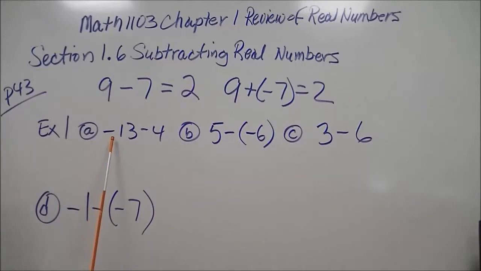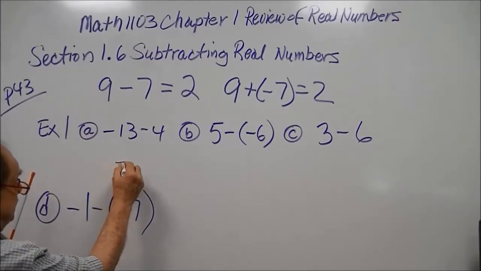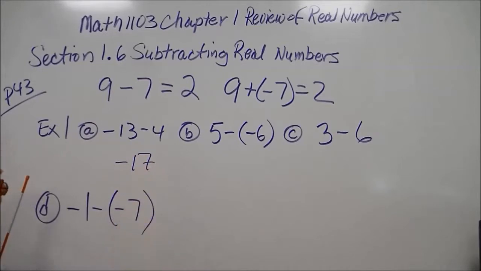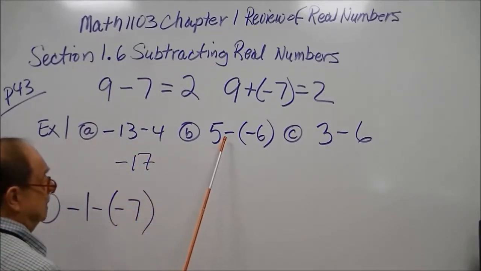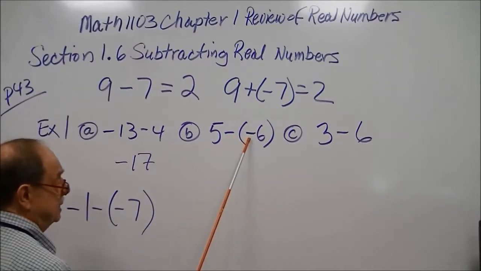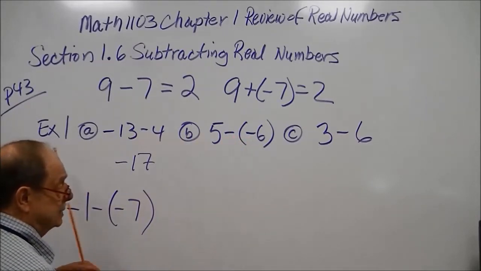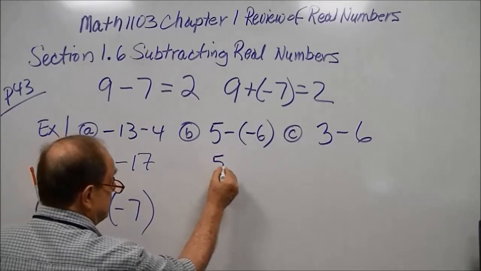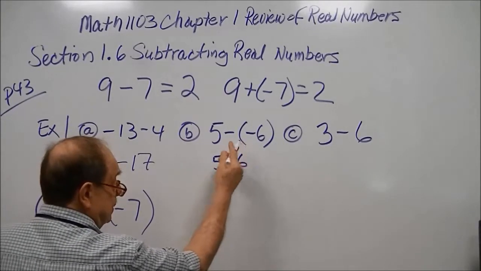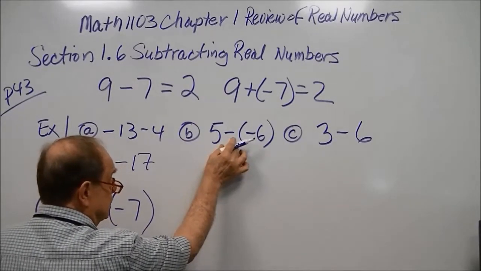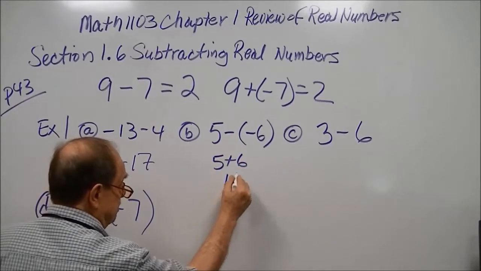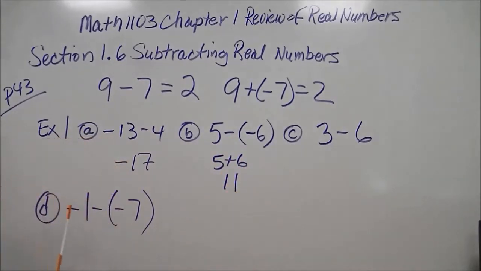So in a sense, this is a negative 13 plus a negative 4. This is going to give you a negative 17. Now here we have the opposite of a negative 6. That's going to give you a positive 6. So even though this is subtraction, your answer is a positive 11.